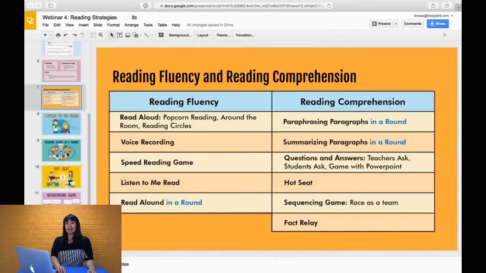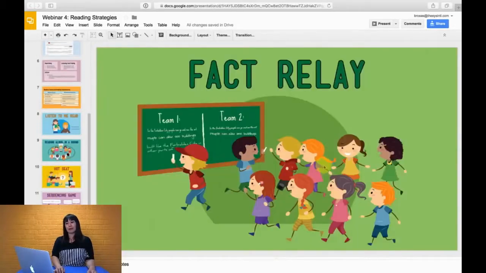The last activity I'd like to cover is called Fact Relay. It is a really fun activity from the childhood game of telephone, where you whisper in the person's ear and then you pass it down the line. So what happens here is these N students have a reading. They have their reading out there, and then they are looking for the first sentence. They're telling the students down the line the first sentence.